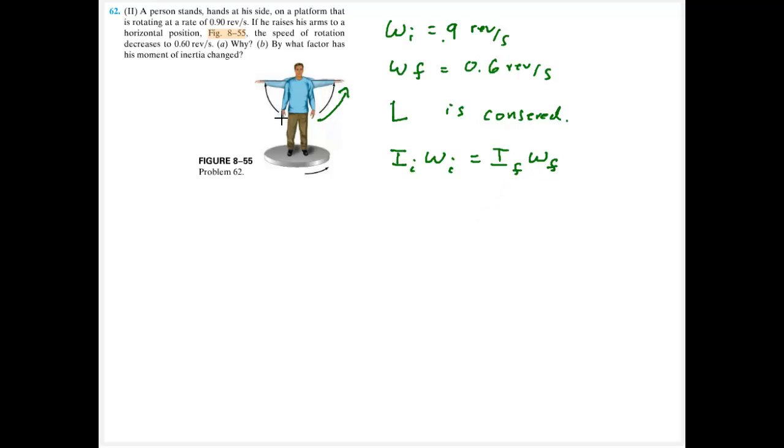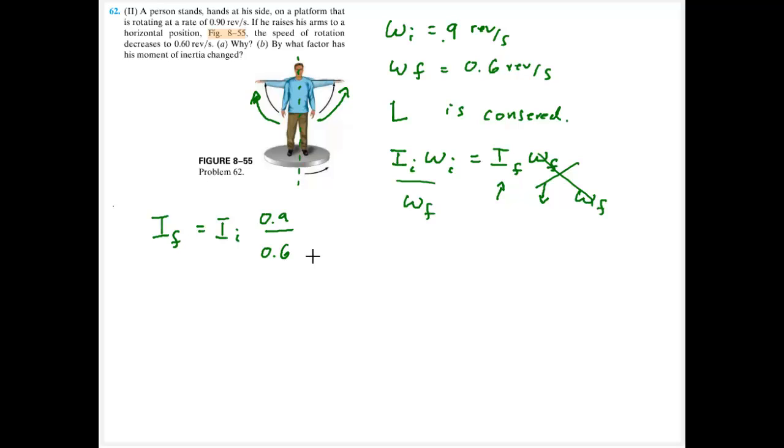What you're doing when you're raising your arms is you're putting more and more mass further away from this axis of rotation. What that means is the moment of inertia has got to go up. Correspondingly, if the final moment of inertia has gone up, the angular velocity must have gone down. So it wants to know by how much has it changed. Well, if I divide both sides by the final angular velocity, you can see right there that my final moment of inertia is going to be equal to my initial moment of inertia multiplied by the initial angular speed, 0.9 revolutions per second, divided by 0.6 revolutions per second. You can see the revs per second will cancel out, and so that's going to be 1.5 multiplied by the initial moment of inertia. So the moment of inertia has gone up by a factor of 1.5.